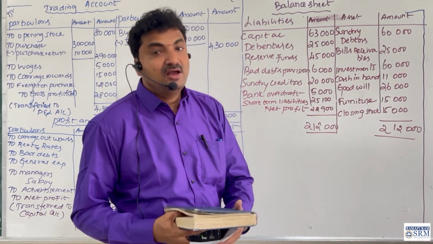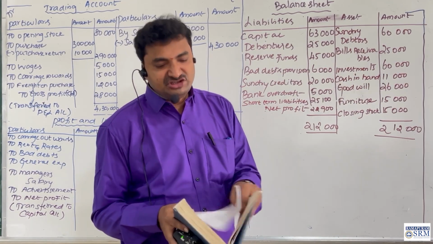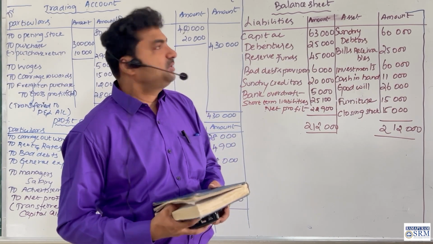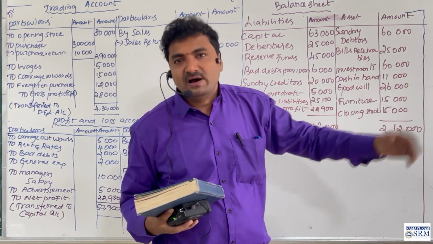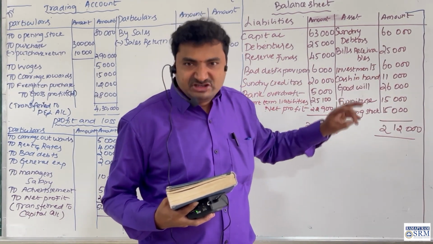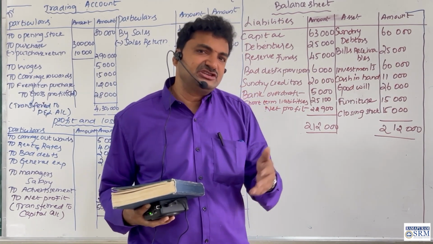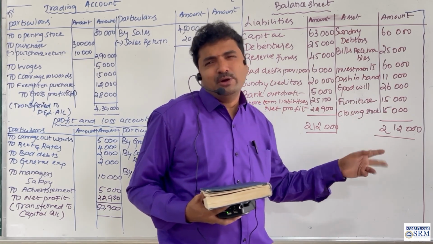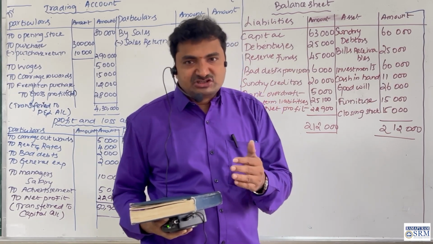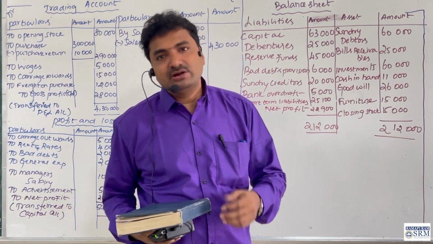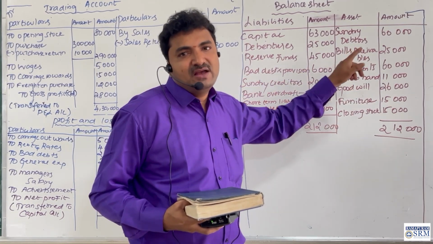Then the asset part. One of the major important aspects we have to focus on is asset. Asset has been classified into so many parts: current asset, fixed asset, tangible asset, intangible asset. Current asset means easily converted into cash. Within 1 year, you have to get receivables from outsiders, your clients or your suppliers. Then fixed asset, then goodwill. These all come under the asset side.